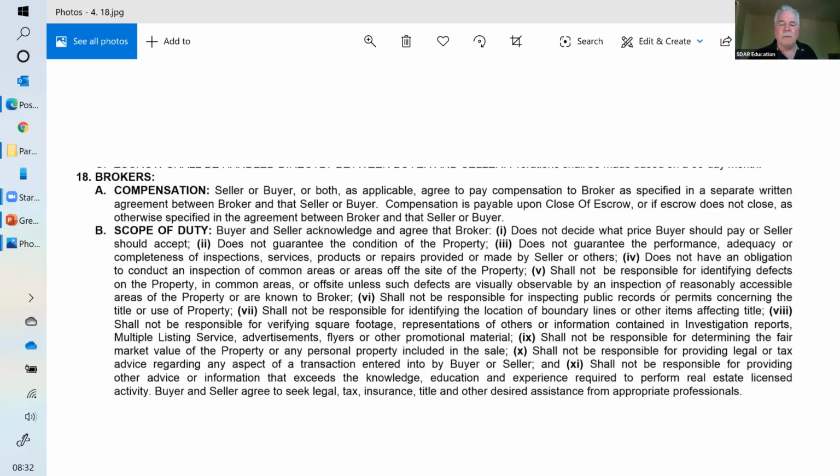Okay, so let's take a look at number 3. Does not guarantee the performance, adequacy, or completeness of things that other people do or that the seller does. So any products or repairs provided or made by the seller or others. And that's, folks, I'm going to tell you, this is a warning, okay? When you refer competent help, you want to refer at least 3. And so home inspectors, for example, you need to give the buyer the choice, all right? And the buyer asks you, who should I use? Then your answer has to always be, I don't know, here's the phone book.